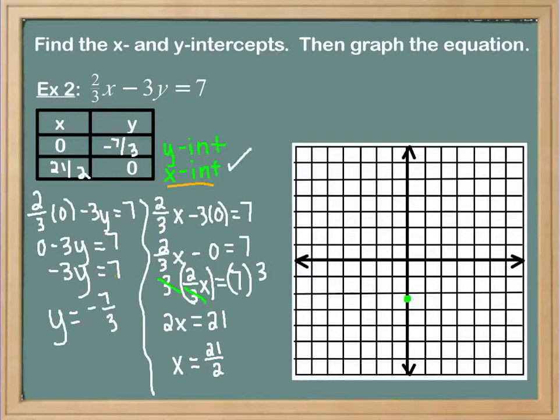21/2 is an improper fraction. As a mixed number, that represents 10 1/2. So what am I going to do there? Well, right now my graph only goes up to 1, 2, 3, 4, 5, 6, 7. So I need to make a choice here. Either I'm going to go ahead and extend my graph, or I'm going to scale my axis. For today, I want us to choose to extend our graph. In person one day, we'll discuss what we're going to do if we're going to scale our graph. So let's go ahead and extend our graph.